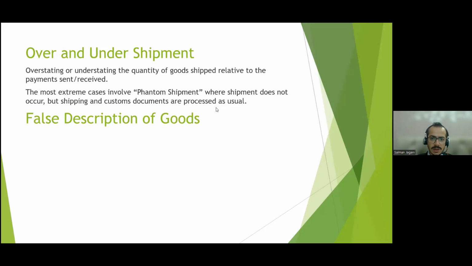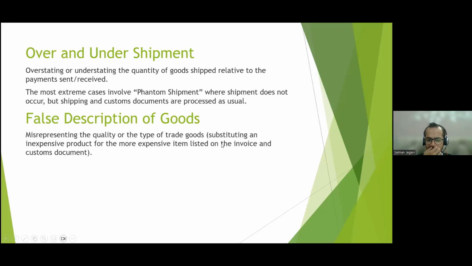Then we have false description of goods. False description of goods is basically a technique which involves the misrepresentation of the quality of goods. A simple explanation: if you are ordering something which is original, I guess a pair of shoes of a very good brand, for example, Adidas or Nike, and what you receive is a fake or a China product. So obviously this is false description of goods.